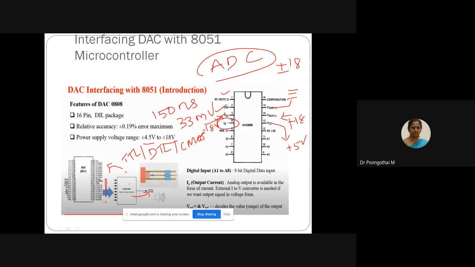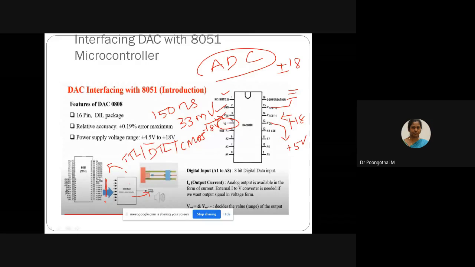Suppose you are configuring this circuit for plus or minus 18 volts, it means the minus 18 volts should be connected to VEE and plus 18 should be connected to positive V reference, and negative V reference can be grounded, and plus 5 volts can be applied to VCC. So this is the power supply configuration.